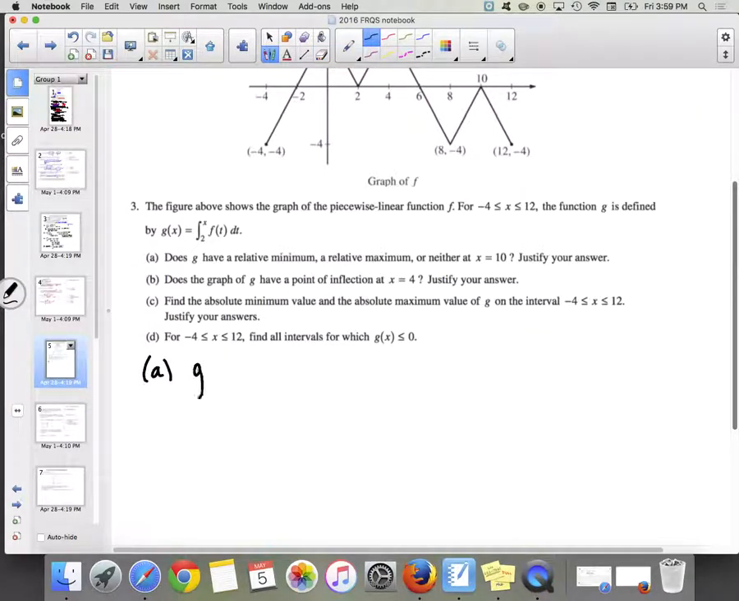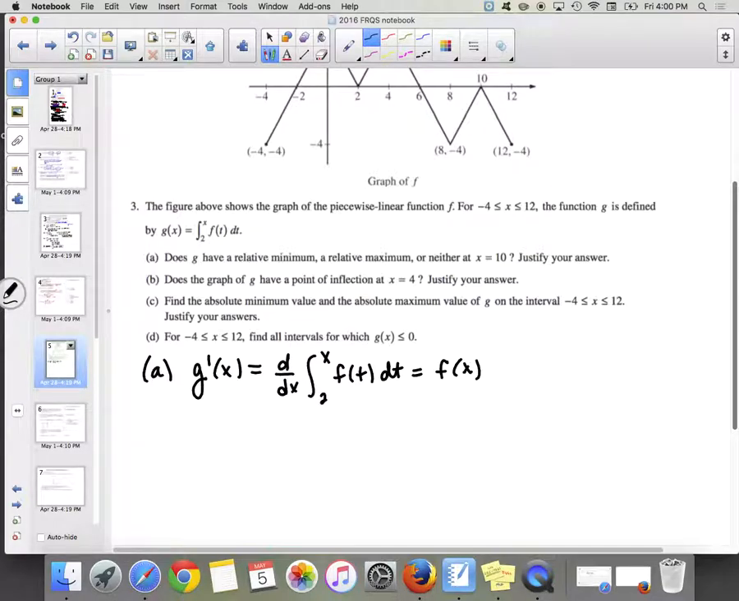So as we know, there are certain calculus keywords, and when we're asking for a relative min or max for g, we need to find where g prime is equal to 0 or undefined. We need to find the critical values. So if I'm finding g prime of x, I find the derivative of the integral from 2 to x of f of t dt, which uses the FTC, fundamental theorem of calculus. So we get f of x.